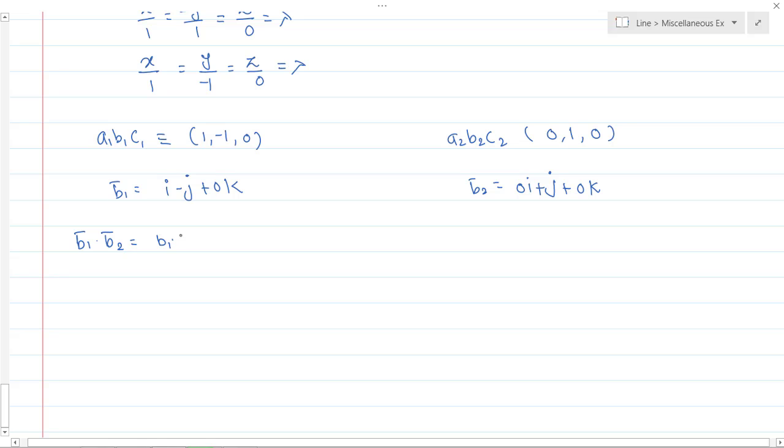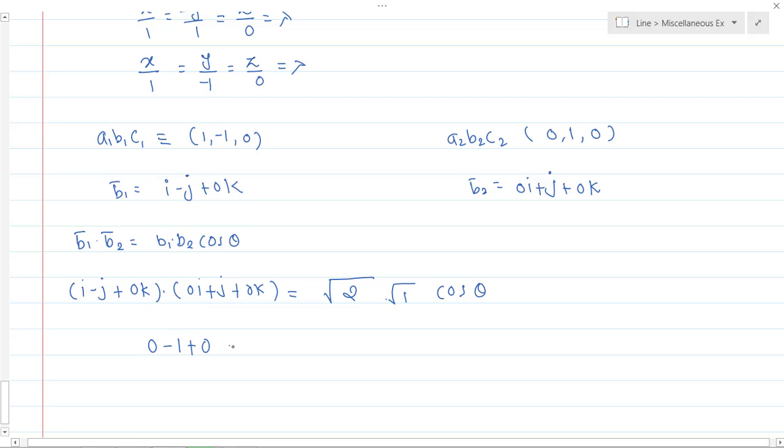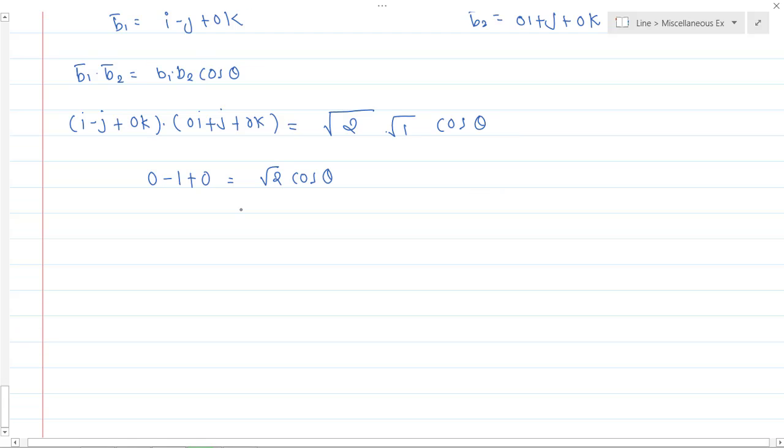It is equal to |b1||b2| cos of theta. So b1 bar dot b2 bar is i minus j plus 0k dot 0i plus j plus 0k. |b1| is root of 1 plus 1, that is root 2, into 1, into cos theta. So i dot i is 0, minus into minus is minus 1, this gives plus 1. It is equal to root 2 into cos theta. Now let's solve for cos theta. So cos theta becomes minus 1 by root 2, and let's take the modulus value. So it becomes 1 by root 2.